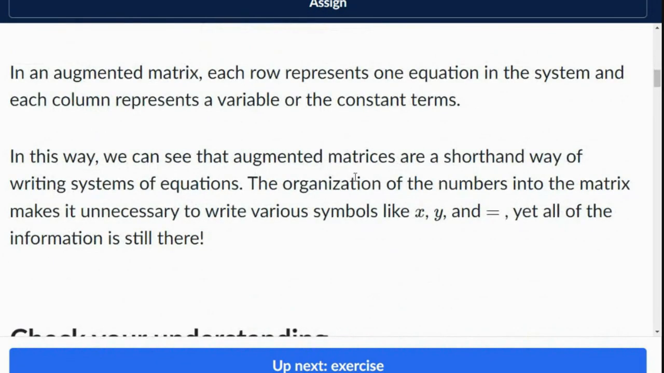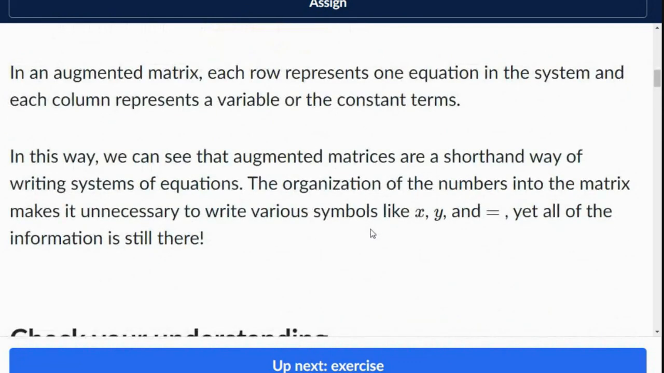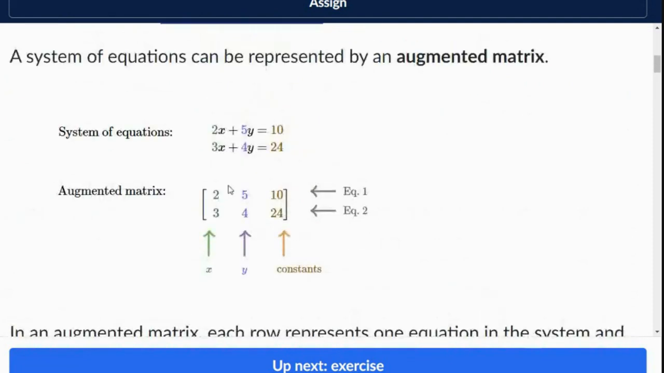So we can see the augmented matrices are a shorthand way of writing systems of equations. That's just kind of shorthand, taking shortcuts. It makes it unnecessary to write x, y, and equals because we can see, okay, this is the x column. So these are the x's, these are the y's.